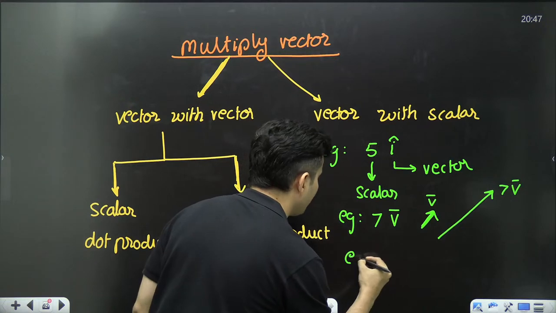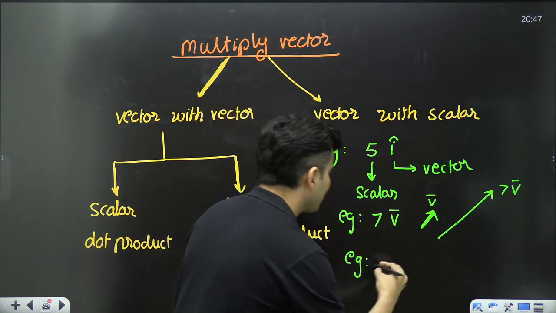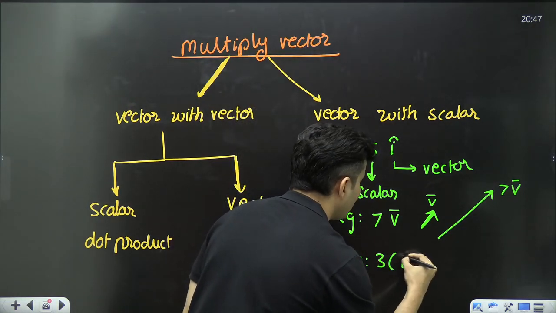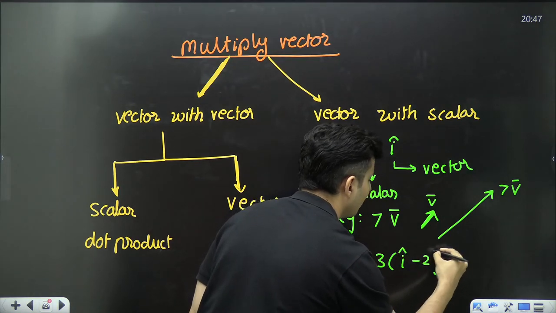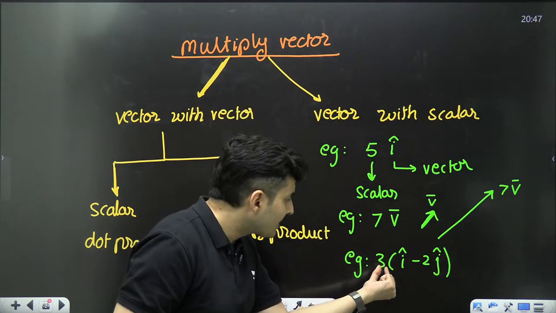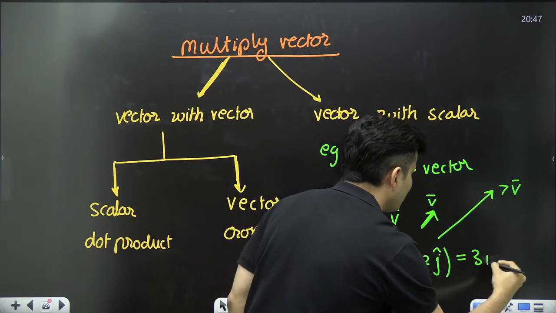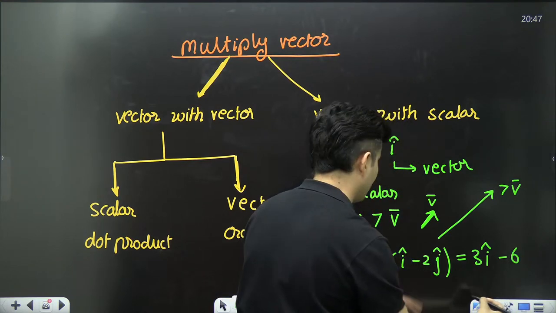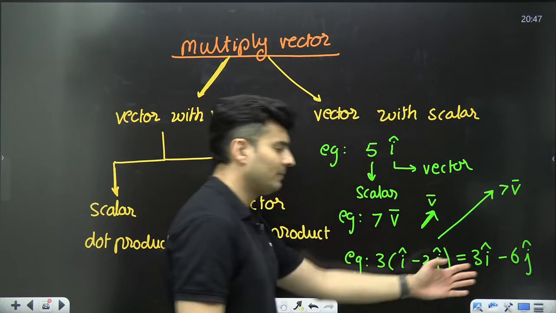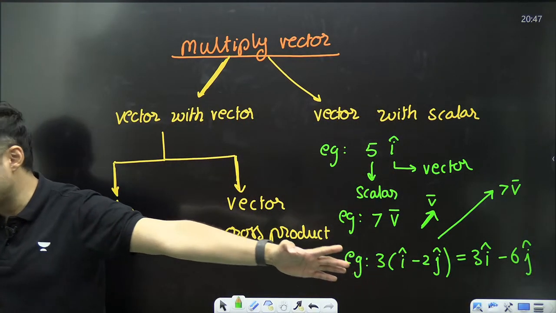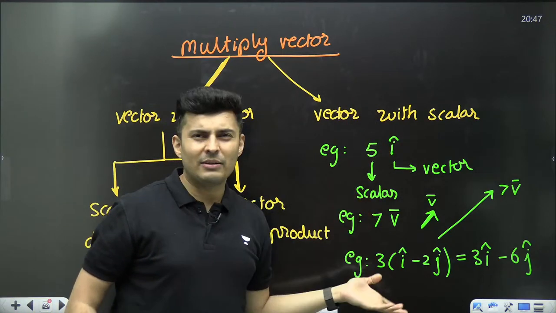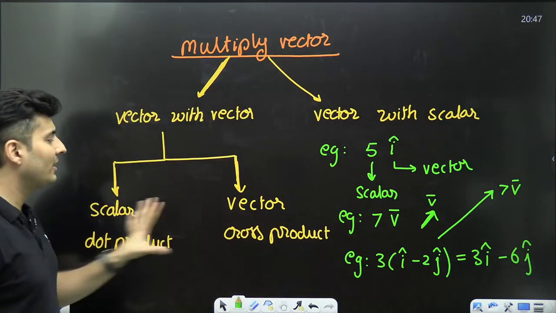Another example, guys. Okay. Say 3 times of I cap minus 2 J cap. It's multiplying a scalar with a vector. So the answer will be again a vector. You will see it will be 3 I cap minus 6 J cap. That's all. As simple as that. Right? So that's how you can multiply with a scalar, which is very simple. The problem is with this.